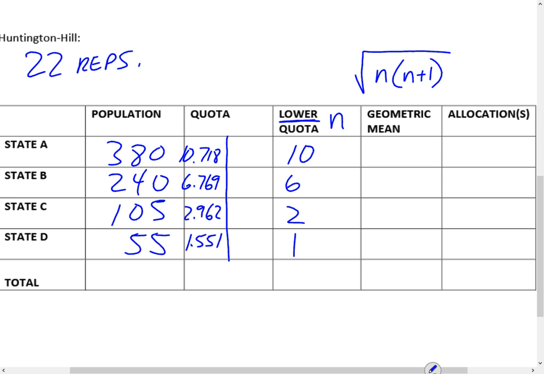Let's see, divide up allocations and put it there. We're going to save our adding up until the last column. All that you just did is just to figure out n. Well, if each one of these is a separate n, and I'm supposed to do n plus 1, what's the n plus 1 for 10? And I'm supposed to do the square root. So go ahead and do the square root of 10 times 11.